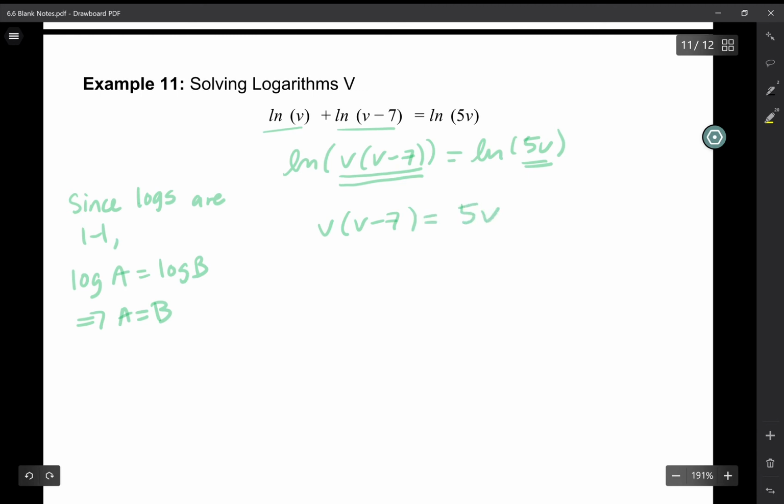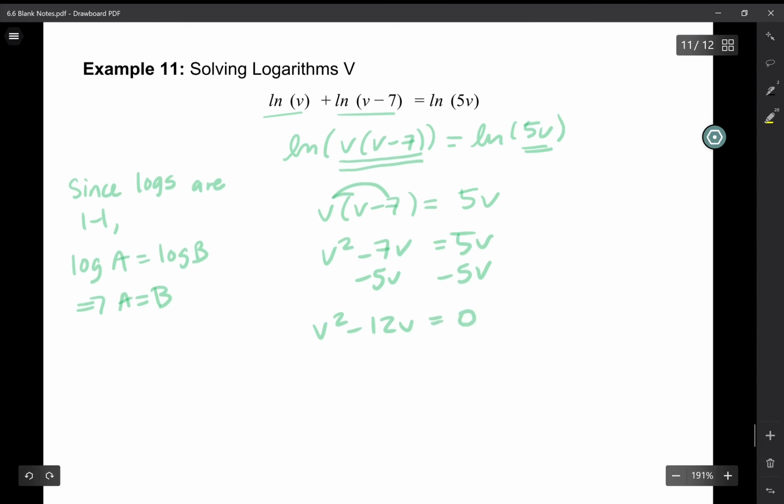All right, let's try to solve this. V squared minus 7v, multiplying that out, equals 5v. Does this look familiar? It's a quadratic equation, right? How do we solve quadratic equations? There are a couple of ways. We set it equal to 0 and use the quadratic formula, or we set it equal to 0, use the 0 product property, and factor it. So let's set it equal to 0 by subtracting 5v from each side. That gives me v squared minus 12v equals 0.